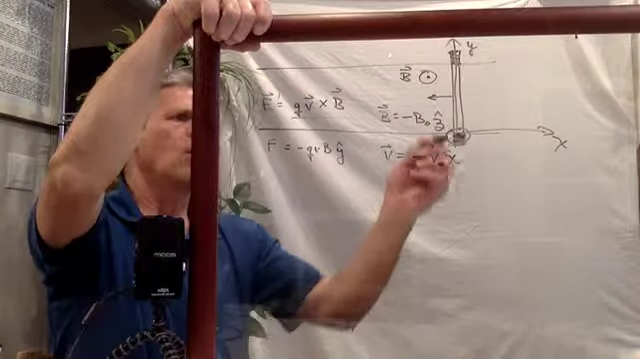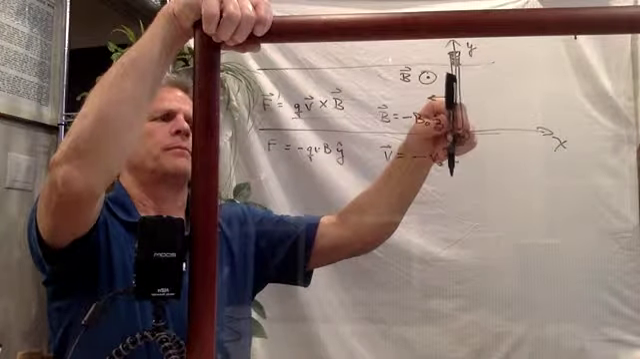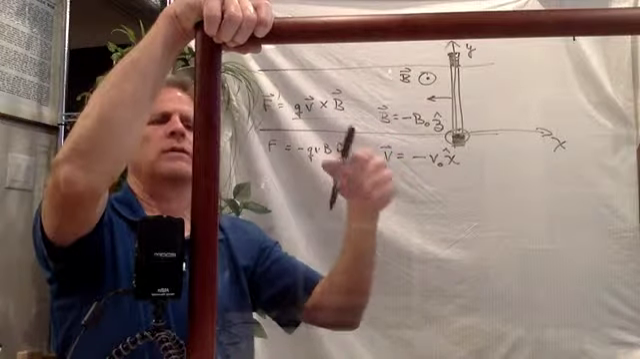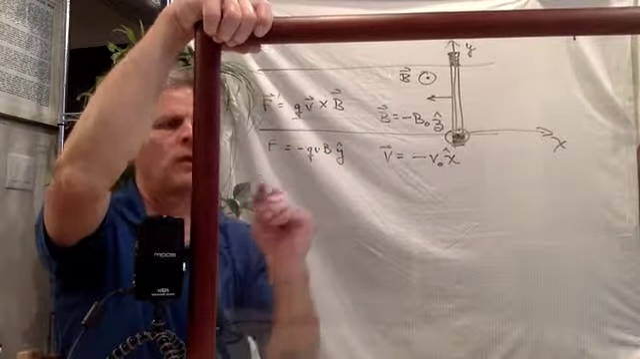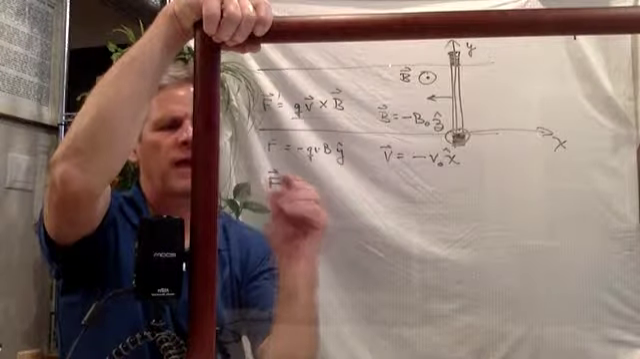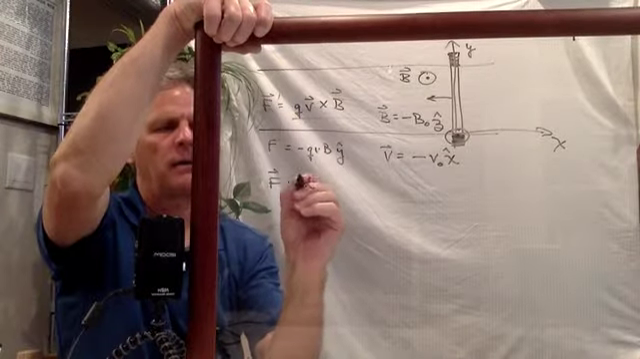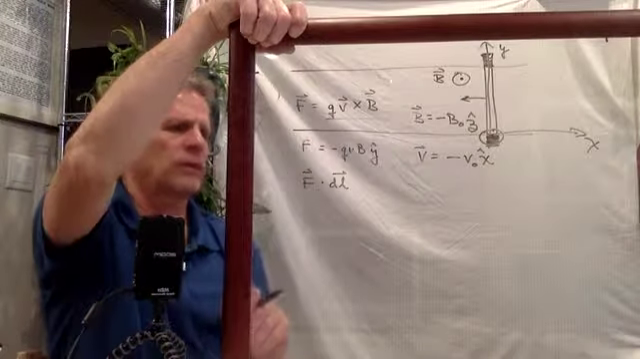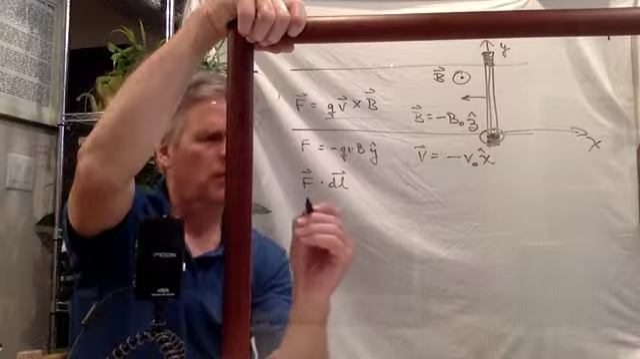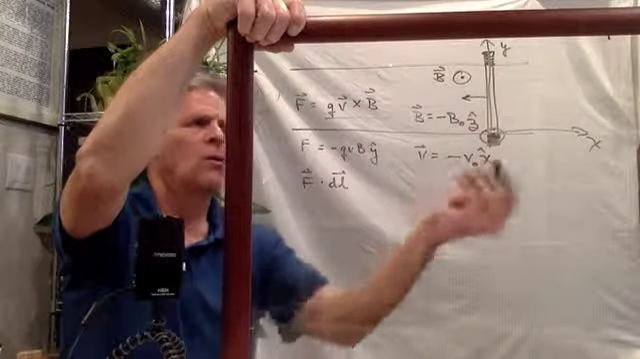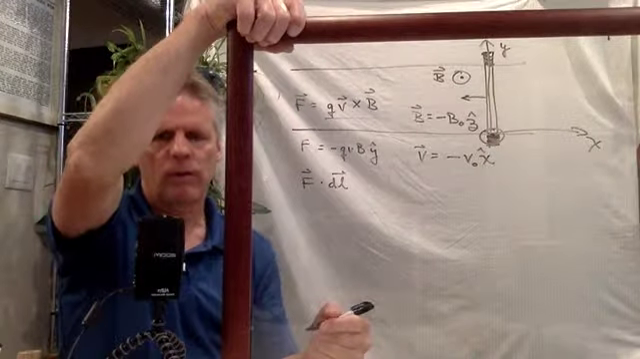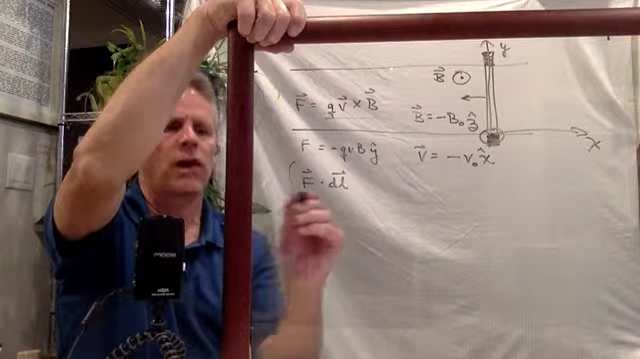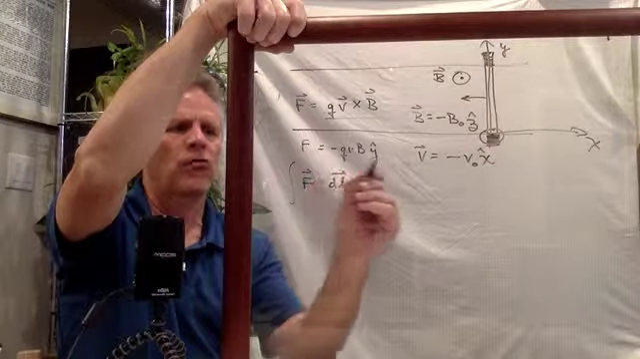Now the question is, what is the work done by this force? And the work is just defined as the integral of F dot dl. I'm going to slide this over this way just a little, just to make sure that that's visible. I think it is, but just to make sure. Okay, F dot dl. Well, what's the dl over which the force is operating? It's this right here.